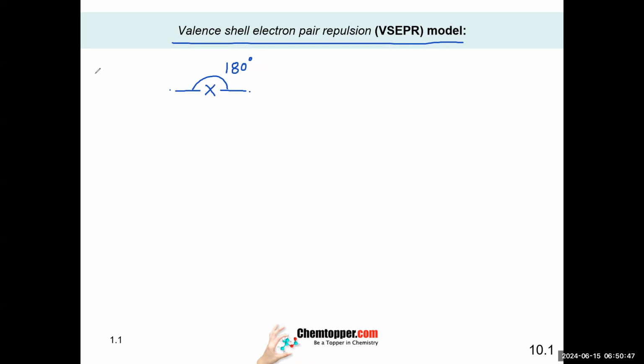Now let's go to the second category. In the second category, we have a central element surrounded by 3 atoms. What do you think? With 3 atoms, how can you minimize the electron pair repulsion here? How can I minimize 3 electron pairs, 3 electron clouds?